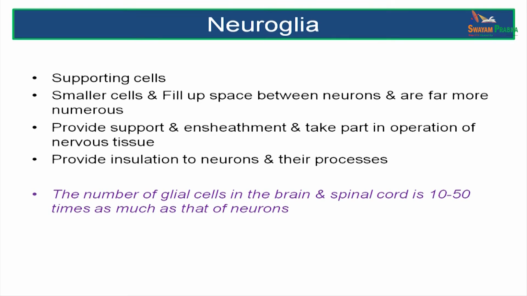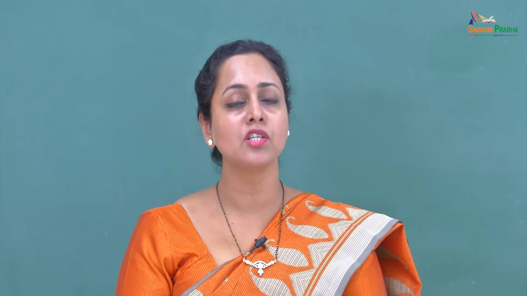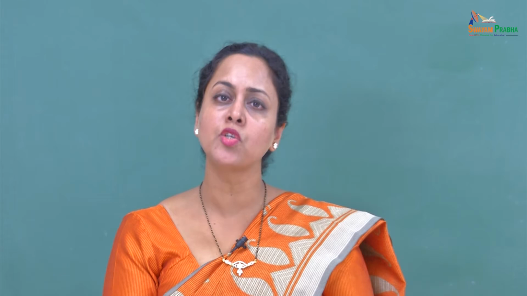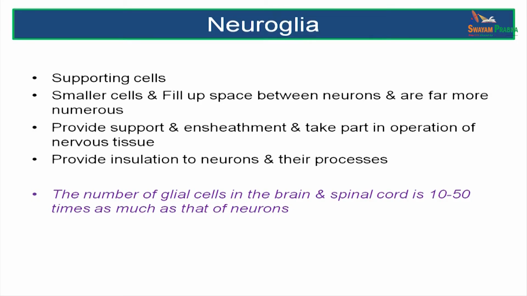So we have done with neuron. Now let's proceed to the neuroglial cells. Neuroglial cells are basically supportive cells. They are smaller cells and they are the chair on which the neuron sits. They provide various functions like insulation, protection, helping in conduction of nerve impulses. And neuroglial cells are much more numerous. In fact, the number of glial cells in the brain and spinal cord is 10 to 50 times as much as that of the neurons.